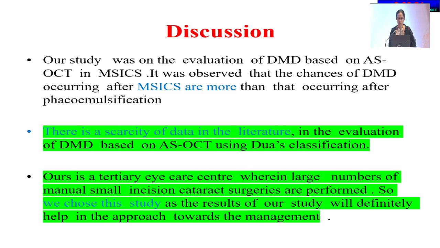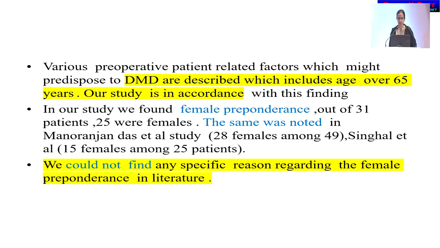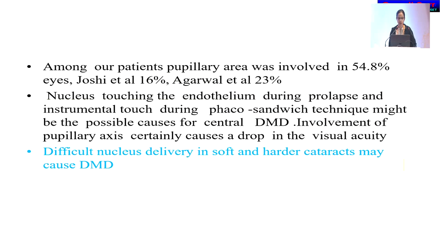Coming to the discussion, our study was on the evaluation of DMD based on anterior segment OCT. There is a scarcity of data in the literature on the evaluation of DMD based on anterior segment OCT using Dua's classification. Ours is a tertiary eye care center wherein large numbers of small incision cataract surgeries are performed. So we chose this study, as the results will definitely help in the approach towards the management of DMD. Various patient-related factors which might predispose to DMD are described, which include age over 65 years. Our study is in accordance with it. We had a female preponderance, and we could not find any specific reason for the female preponderance in the literature. And among our patients, the pupillary area was involved in 54% of the eyes.